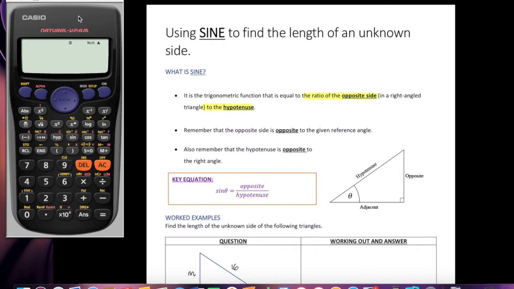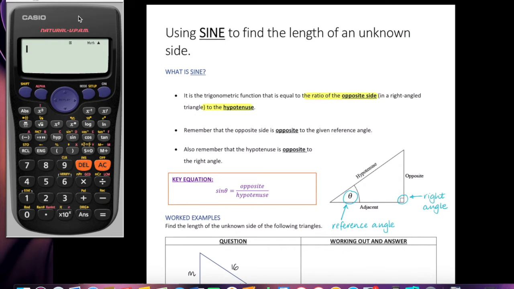Remember that the opposite side is opposite to a given reference angle, and always remember that the hypotenuse is opposite to the right angle. If we take a look at the diagram of the right angle triangle that I have here, I have labeled the sides. Just a couple of things I haven't though. The angle which is represented by theta is also known as our reference angle. And looking at this little square, we know that is what's telling us that this is a right angle triangle.